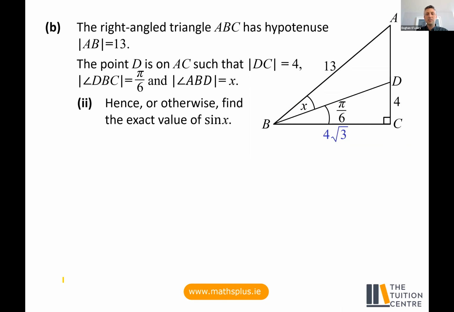So sometimes it's a case of just trying to work out, well, x is in this triangle. I have only 2 bits of information, so I can't really do much yet. So let's see what else I can find out.